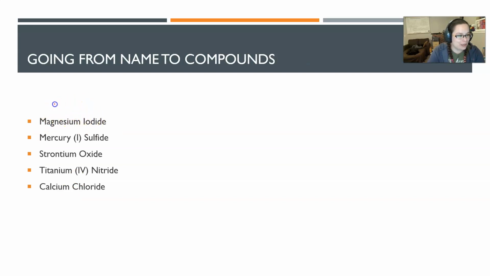So magnesium oxide, well, magnesium is +2, and iodide is -1. Just pretend like that's a 1. This one doesn't need anything. So magnesium iodide, and then we have to drop the 2. Mercury 1 sulfide, so that would be Hg +1. Sulfide, sulfur has a -2, which means we would have to drop and switch and put a 2 here.